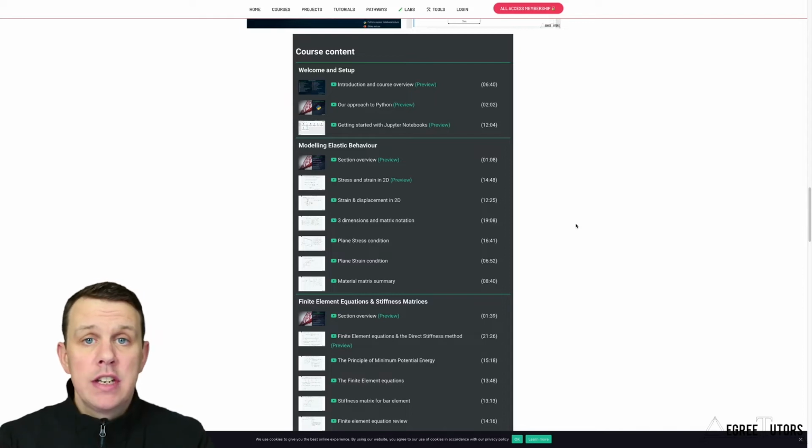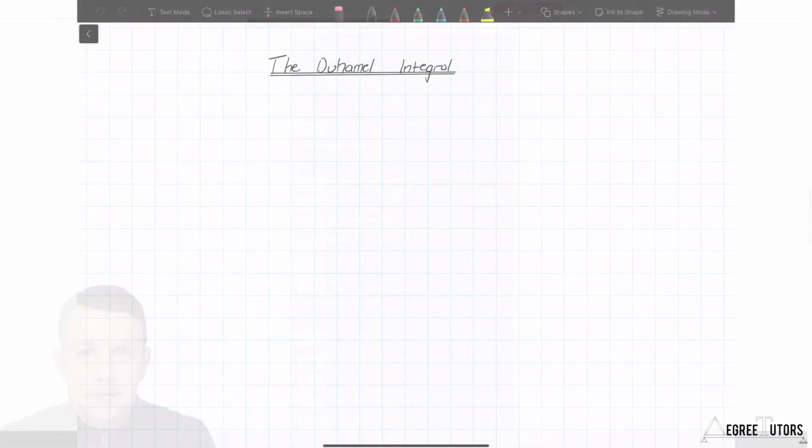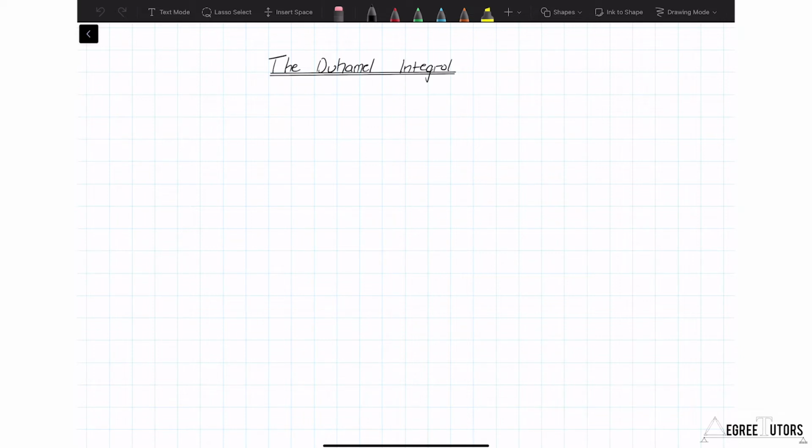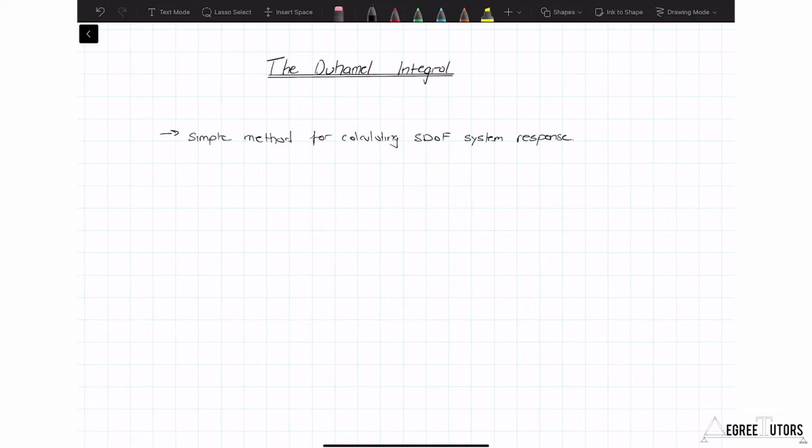Let's just get stuck into it now and start talking about what is the Duhamel integral, just at a high level, concept level, before we dig a bit deeper and start pulling it apart and deriving the equations. So the Duhamel integral method is basically just a simple method for calculating the response of a single degree of freedom system. Now, we can solve this thing numerically or analytically, right? So I'll just say here, we can solve analytically or numerically. And we'll say a little bit more about these two different methods as we progress.